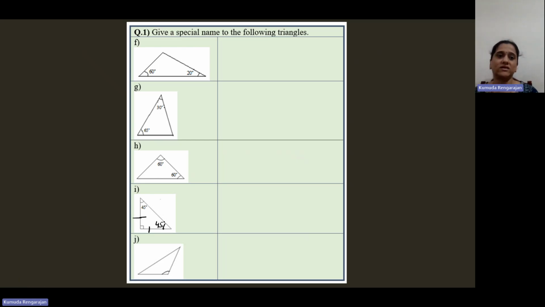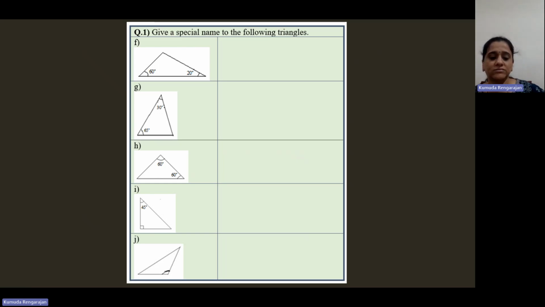Right isosceles triangle. Because one angle is a right angle, and when you use the angle sum property and find the third angle, that also measures 45 degrees. So we see that in this triangle, two angles are equal. When two angles are equal, two sides are equal. Which two sides? The sides opposite to the equal angles. Opposite to this angle, this side, and opposite to this angle, this side. These two sides will be equal. So it's a right isosceles triangle.